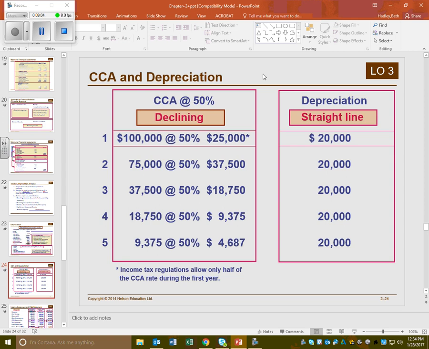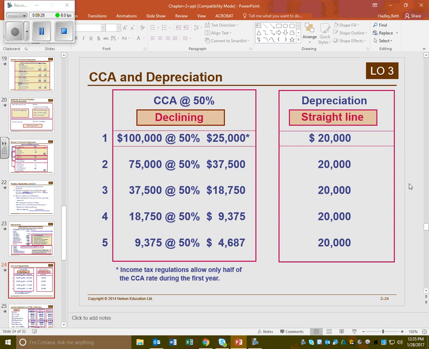Give that a try. And again, remember, no matter how much you calculate in that first year for the capital cost allowance, you are only allowed to deduct half of it. So for example, 40% of $40,000 is 16,000, but you've got to divide that by 2 so that you're only allowed to deduct the CCA of 8,000 in that first year.